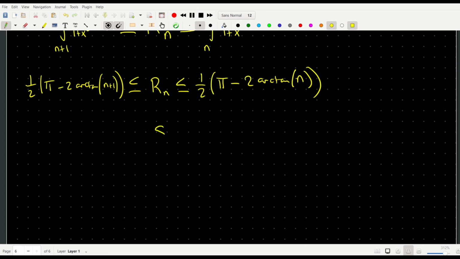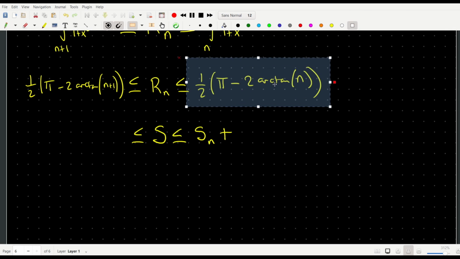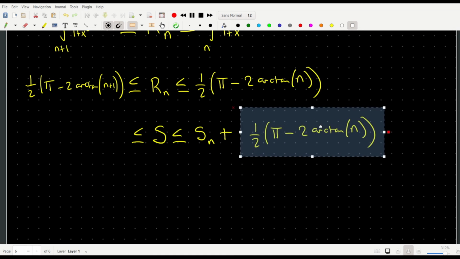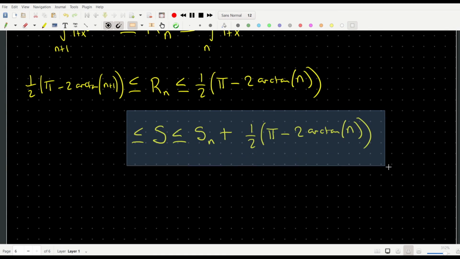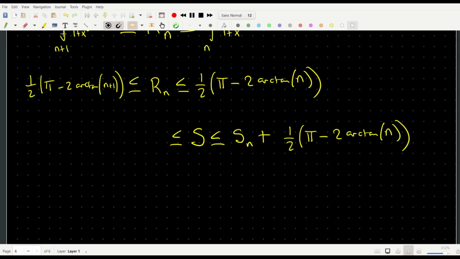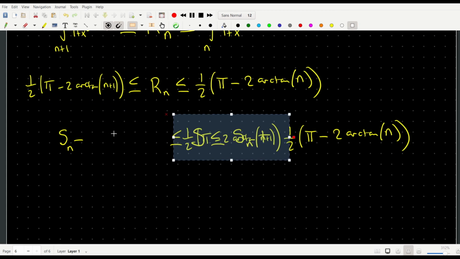Equivalently, this means that the actual value of the sum will be between the nth partial sum of the sum plus this error term. That's the upper bound for the actual value of the sum, and the lower bound for the actual value of the sum will be the nth partial sum minus this error term.